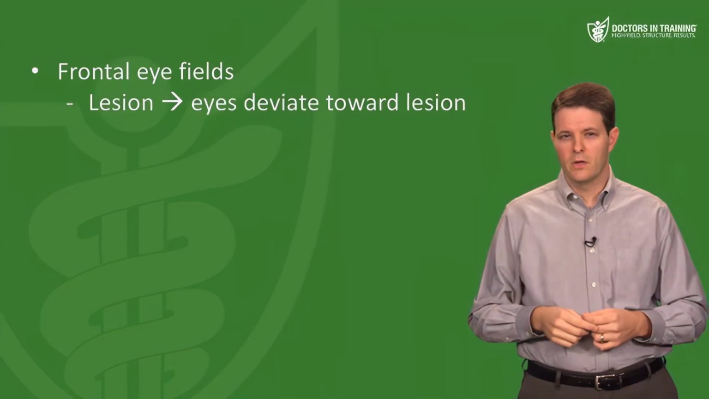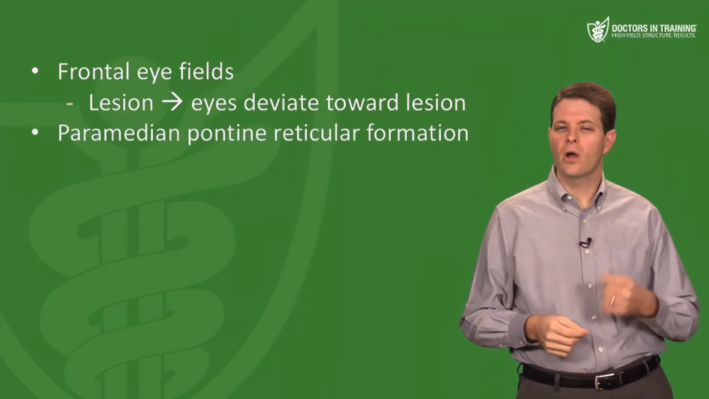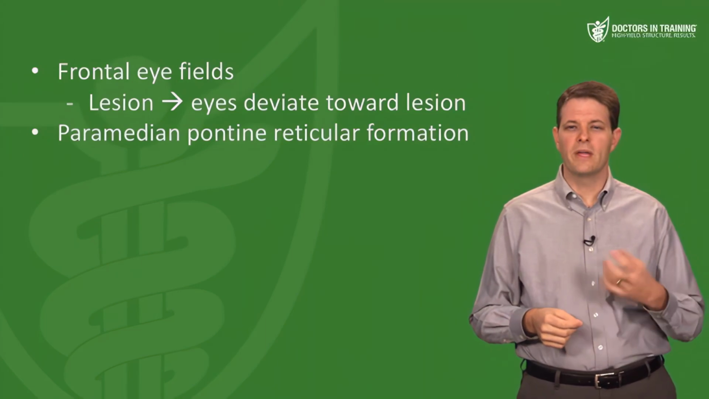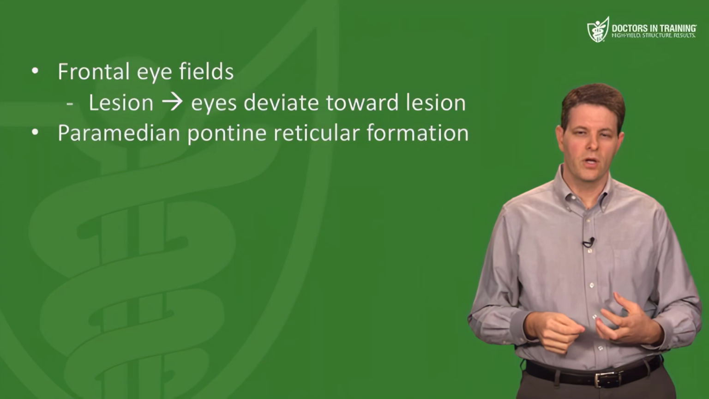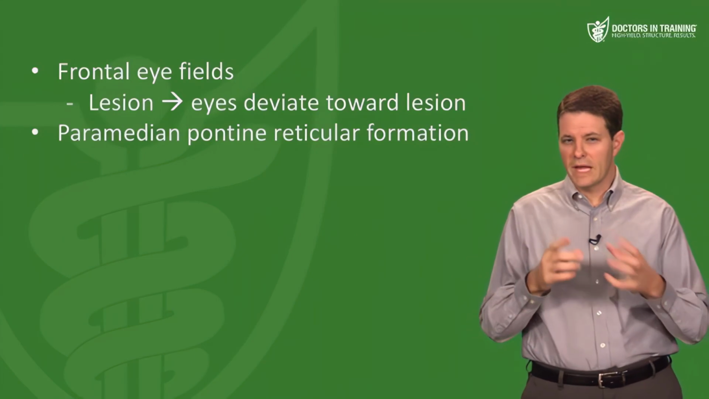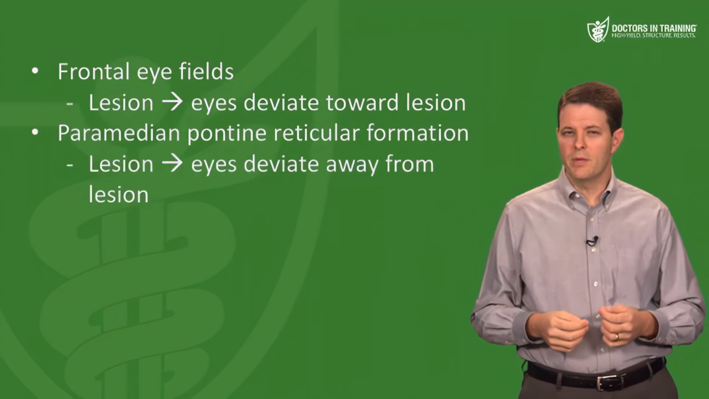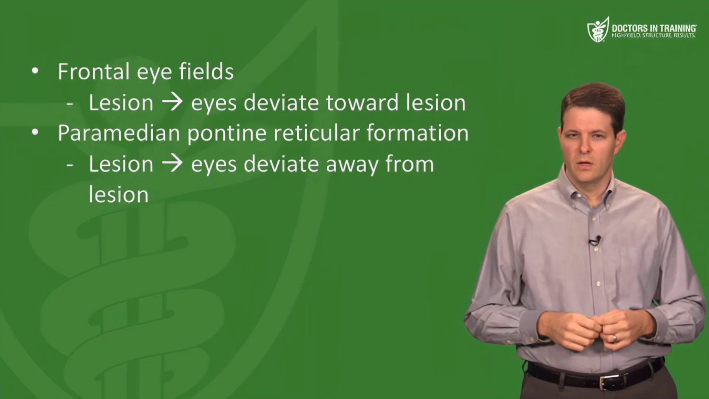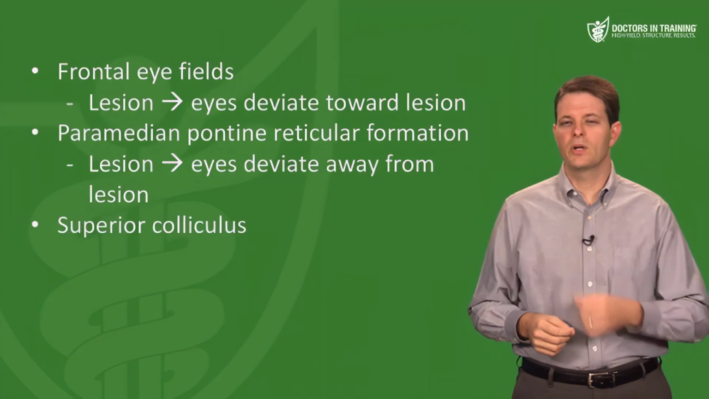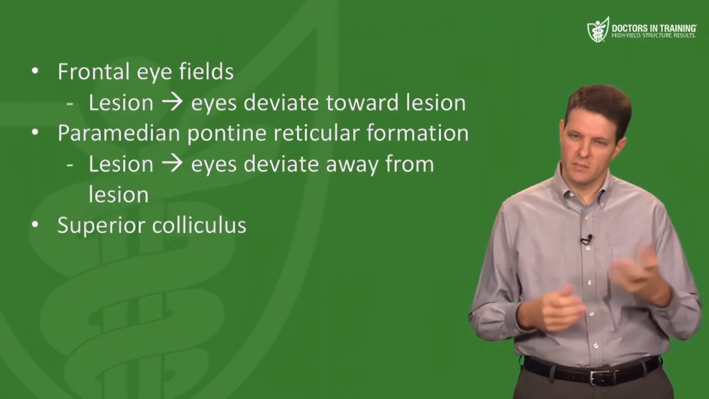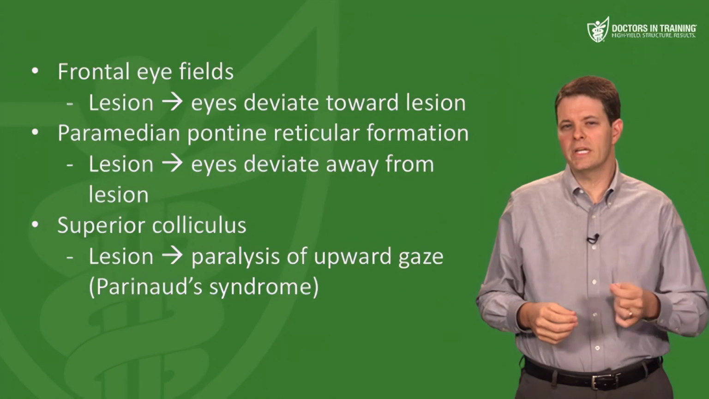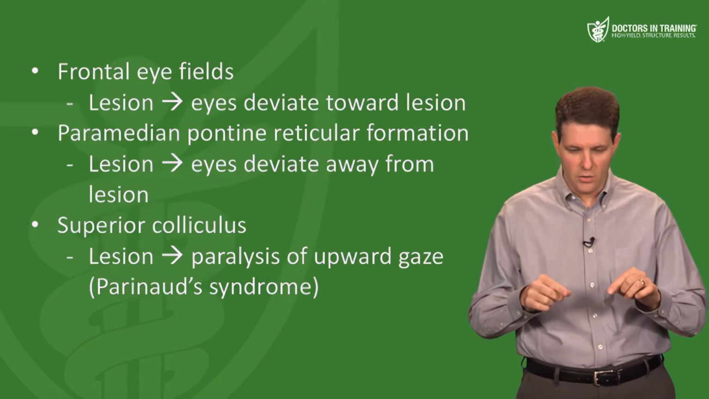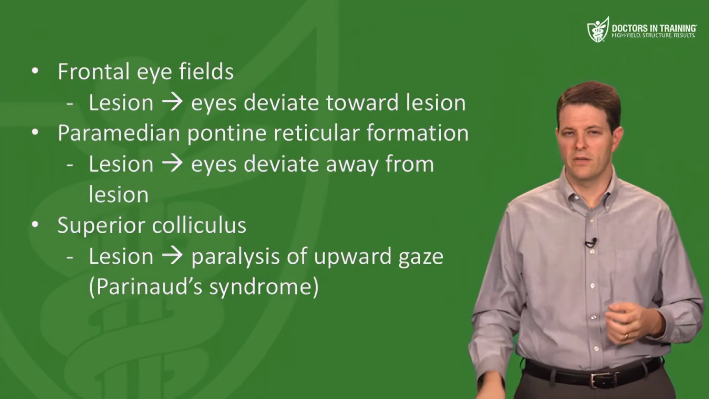Now contrast that with a lesion to the PPRF, or the paramedian pontine reticular formation. The PPRF is a brainstem structure rather than a cortical structure that's also involved in those scanning eye movements. And a lesion of the PPRF will cause the eyes to deviate away from the side of the lesion. There's another deep brain structure called the superior colliculus that's involved in eye movements, among other things. But a superior colliculus lesion will cause paralysis of upward gaze so that the eyes tend to look downward. This is referred to as Parinaud syndrome.